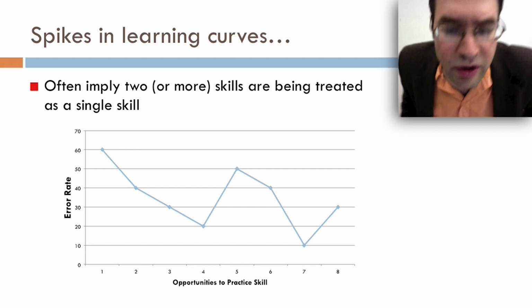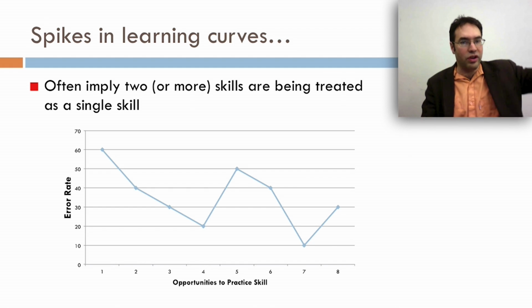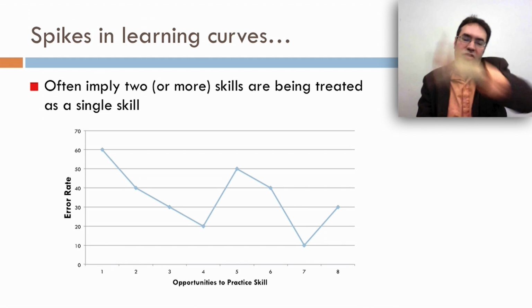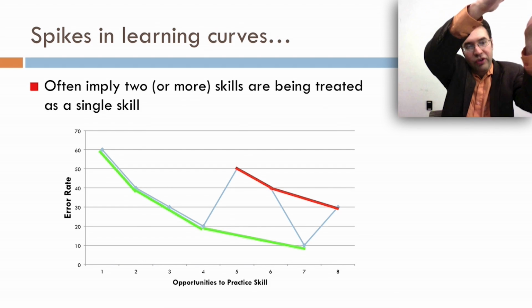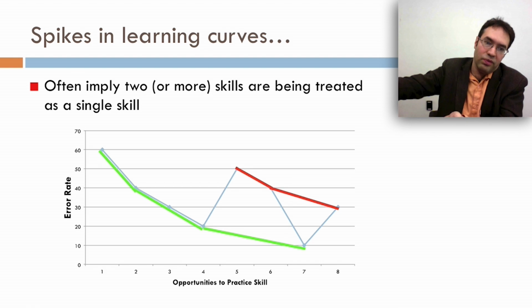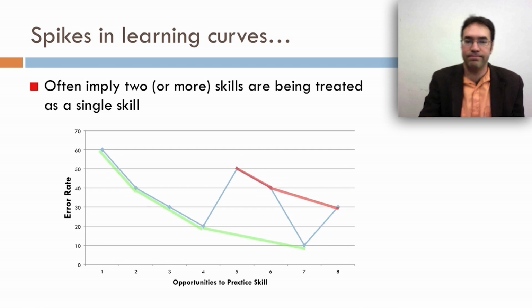Now, spikes in learning curves often imply that 2 or more skills are being treated as a single skill. If we look at this graph, the student seems to be getting better, then they shoot up, then they come down, then they shoot up again. This graph is actually demonstrating 2 different learning curves occurring. If you look at it as 2 learning curves, it looks really smooth and nice. But if you look at it as one, it's a total mess.